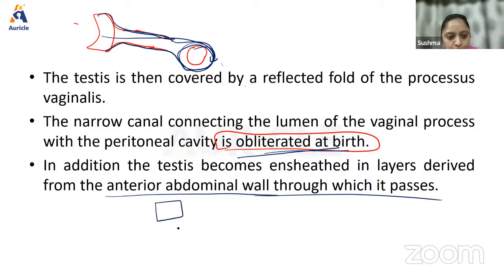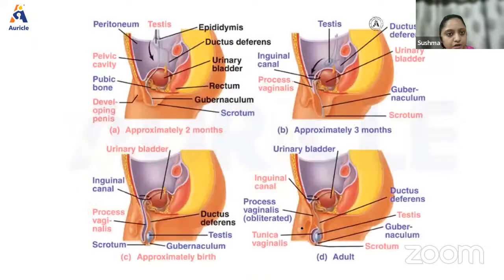From the anterior abdominal wall, the testis enters into the inguinal canal by the 12th week, leaves the inguinal canal by the 26th week, and enters into the scrotum by the 33rd week. Understood? This is a very important thing, guys, because you can see the formation of the gubernaculum here.